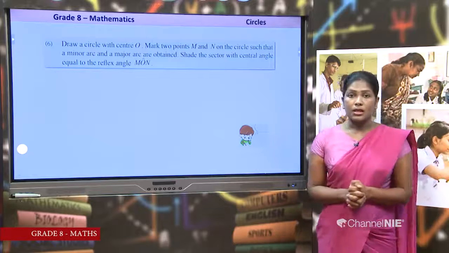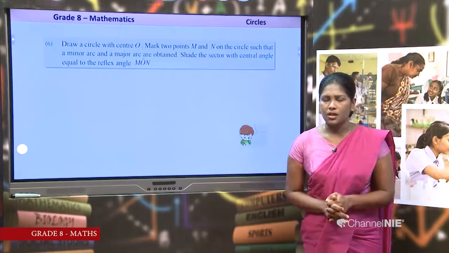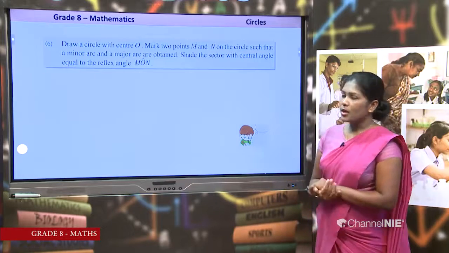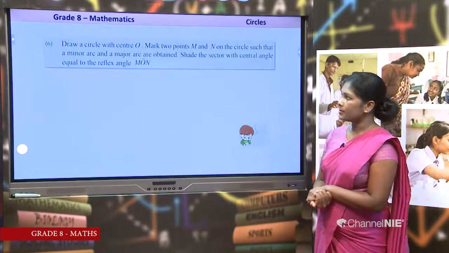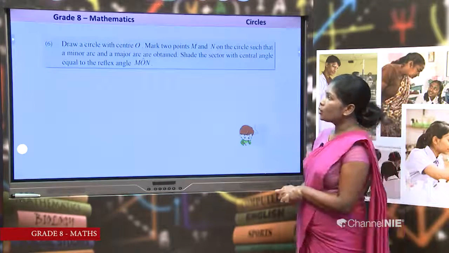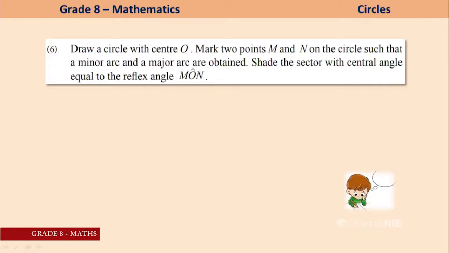Okay children. Next move on to the sixth question. What is this question? You can read the question. Draw a circle with center O. Mark 2 points M and N on the circle such that a minor arc and a major arc are obtained. Shade the sector with central angle equal to the reflex angle MON. Okay children, now you read the question, isn't it? Then what we have to do first? Yes, draw a circle.